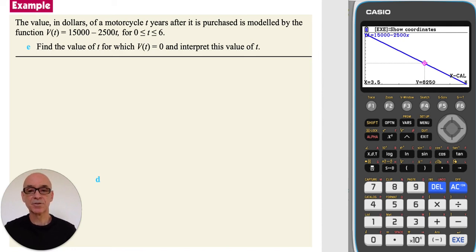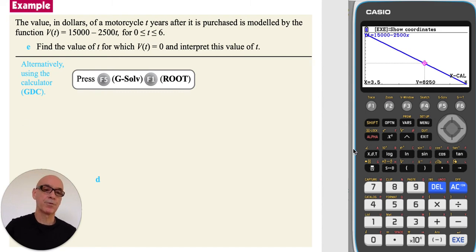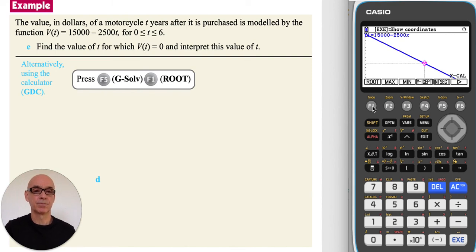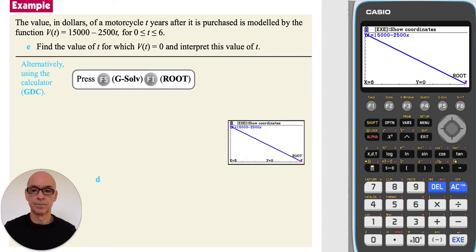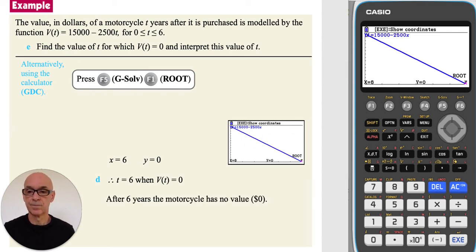In part E, we're asked to find the value of t for which v(t) is equal to 0, and again to interpret this value of t. Again, using a graphical approach to solve the problem, we press F5 for G-solve, followed by F1 for the root. We see that x is 6 when y is 0. In other words, t equals 6 when v(t) equals 0. So, after 6 years, the motorcycle has no value.